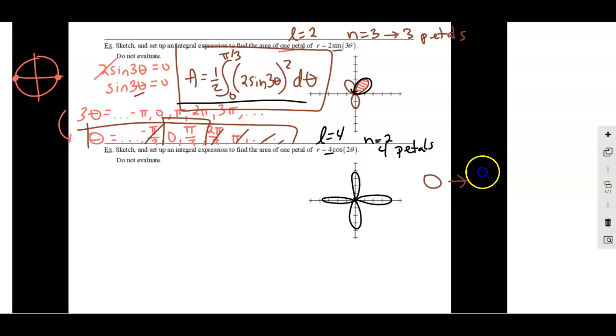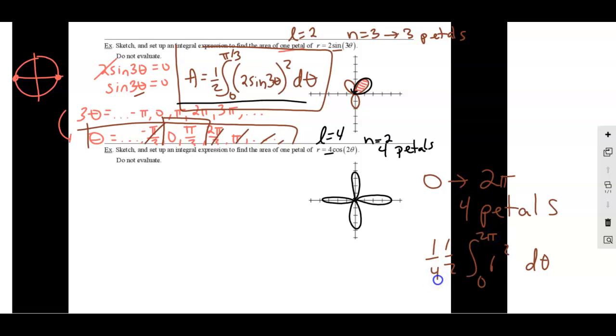0 to 2 pi gave us the 4 petals. So if I were to just do 1/2 r squared d theta, right? If I were to do 0 to 2 pi, I could just divide it by 4 and end up having a 1/8 out in front. That's not wrong, but that's probably not what one of the multiple choice options would be.